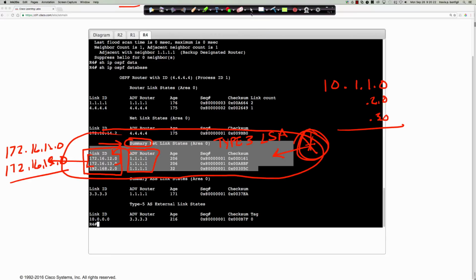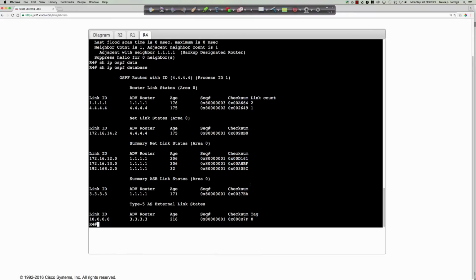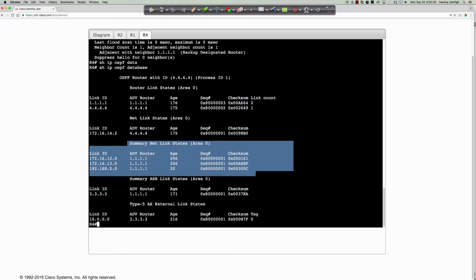So again, I definitely want to clarify that because it does tend to cause confusion when learners see the statement that summarization is not on by default, and they immediately say, well, wait a minute, I'm seeing type 3 LSAs. If it's not on by default, how did it get turned on? But that is not the summarization that we're talking about.